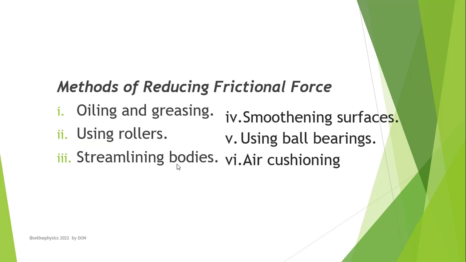What are some of the methods of reducing frictional force? The first way, if two parts are in contact, is to use oiling and greasing. That's a very good way of reducing it. Then we can talk about use of rollers. Then if it is in liquids or gases, for example water or air, we can talk about streamlining the bodies. Then we also have smoothening the surfaces so that we can reduce the friction. We can use ball bearings, and we can also use air cushioning.